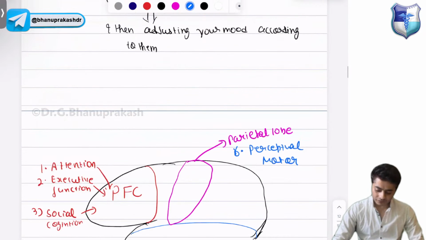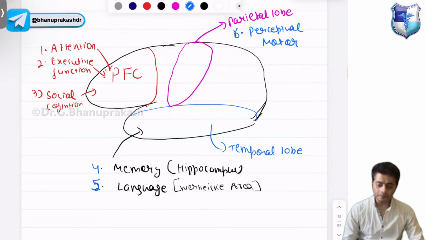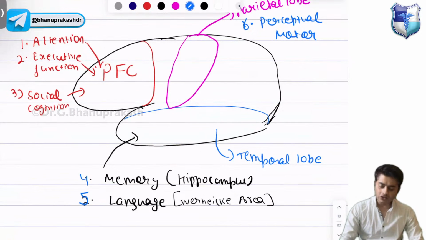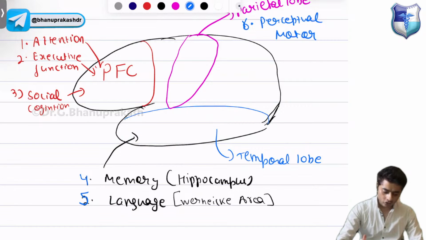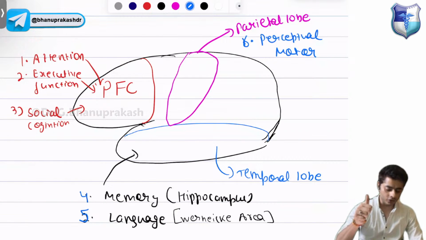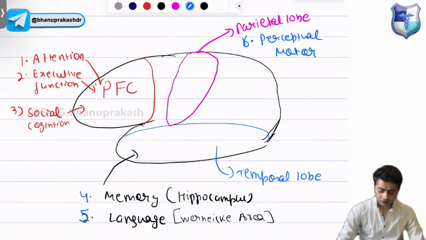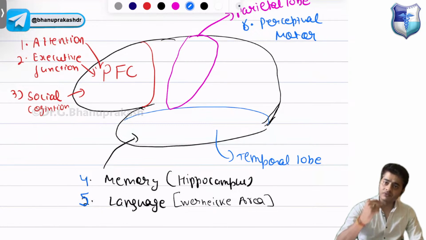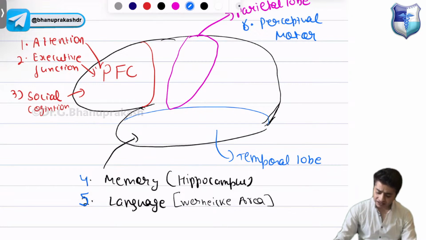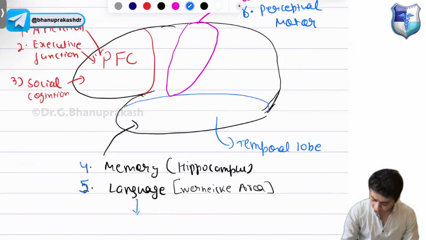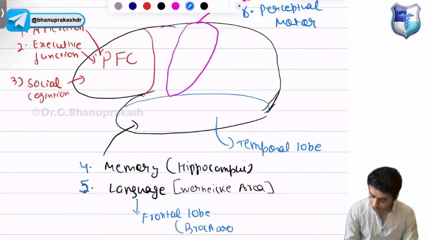Okay, so everyone has got this diagram. You draw a lateral section of the brain, then you draw the prefrontal cortex. In the prefrontal cortex, your three areas. Then comes your parietal lobe, which is concerned with perceptual motor function, and then your temporal lobe, which has the function of memory and language. Language is also about the frontal lobe, because the frontal lobe has Broca's area. So language has two areas, frontal and temporal.